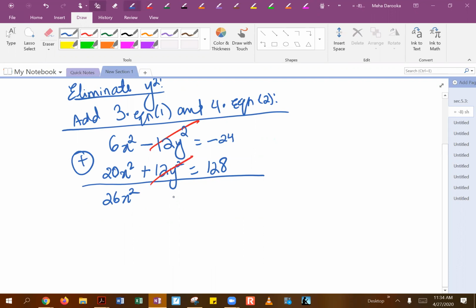And then on the other side, 116. 128 minus 20. Oh, 24. Sorry, I did. Hold on. Yeah, very good, Levi and Beatrice. 104 looks good. And then what will you get when you want to isolate your x squared?